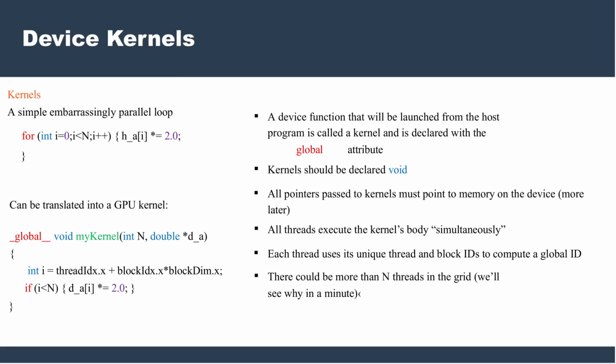A simple parallel loop can be translated into a GPU kernel using the global attribute. Each thread computes a global ID using its unique thread and block IDs. Kernels should be declared void, and pointers must point to device memory. Threads execute the kernel's body simultaneously, potentially exceeding n threads in the grid.